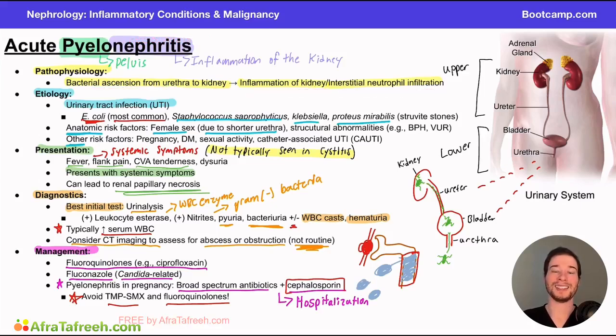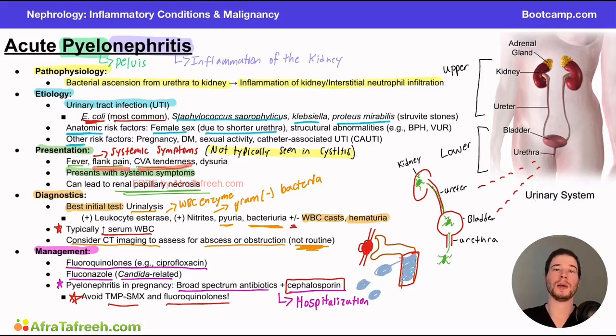Similar etiologies as cystitis, it's commonly due to urinary tract infections, typically E. coli, and there are a variety of different anatomic and other risk factors that can predispose somebody to having this occur. They're going to present with a variety of different signs and symptoms, which I typically call systemic symptoms, right? So fever, malaise, lethargy, as well as some classic physical exam findings, such as CVA tenderness and flank pain.